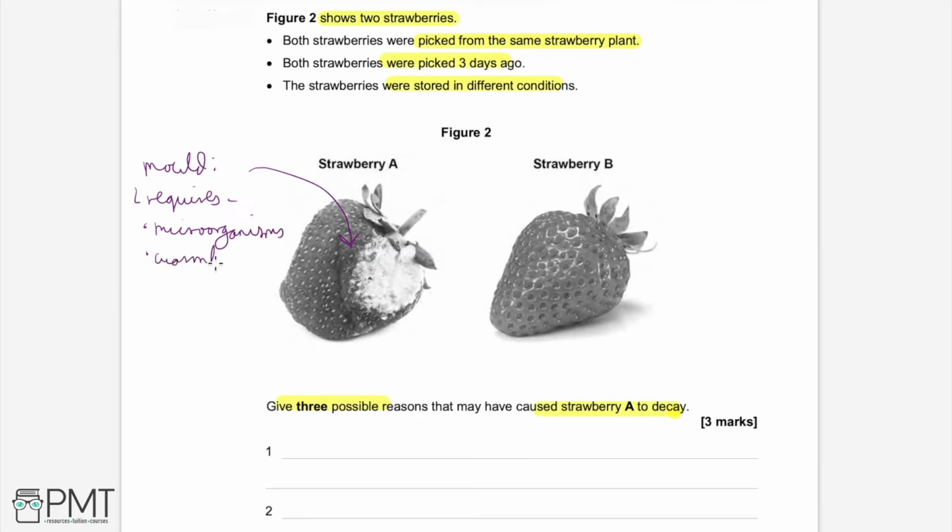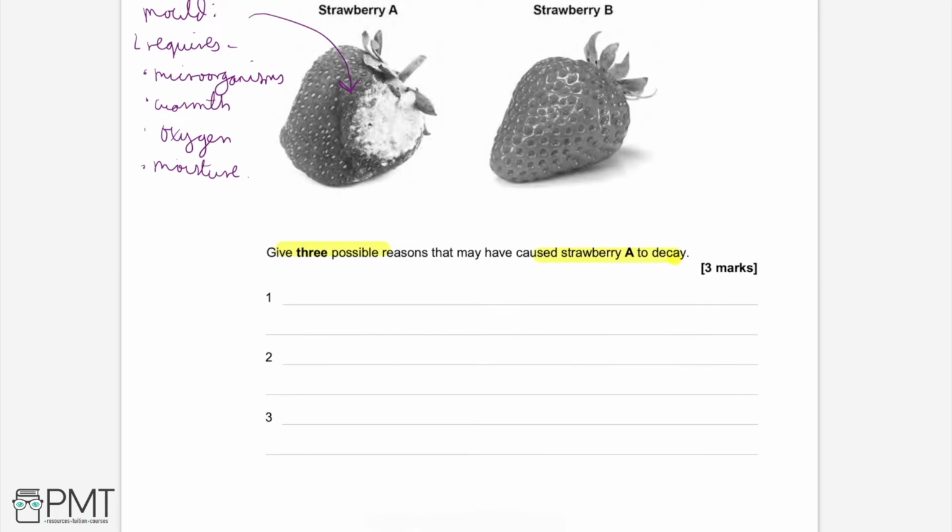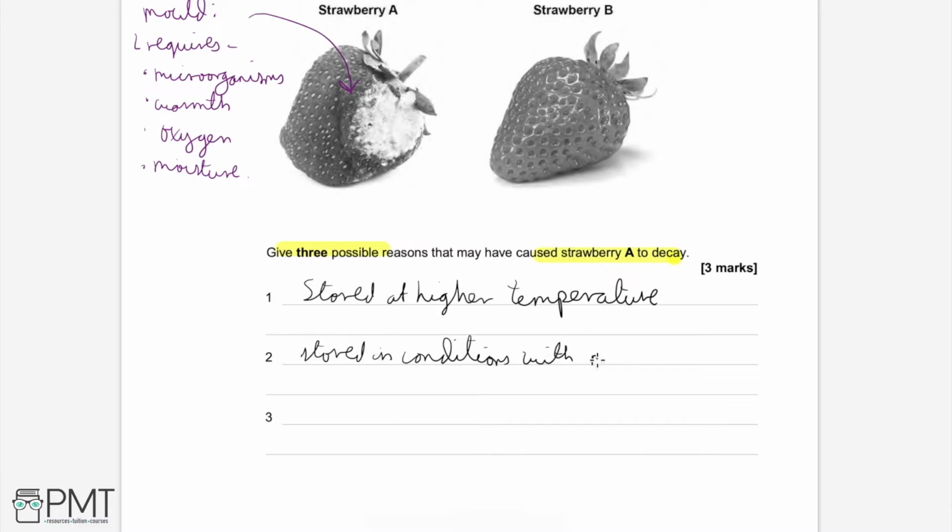Now, this requires microorganisms to create the mould, and for them to digest and decompose the strawberry, it requires warmth, oxygen, and moisture. So, the conditions in which strawberry A were kept must have allowed the growth of mould by providing these factors. So our first point will be that it was stored at higher temperature. Next, we can say that it is stored in conditions with more oxygen, since oxygen is required for decay. Next, we could say that it is stored in a place with more moisture than strawberry B.